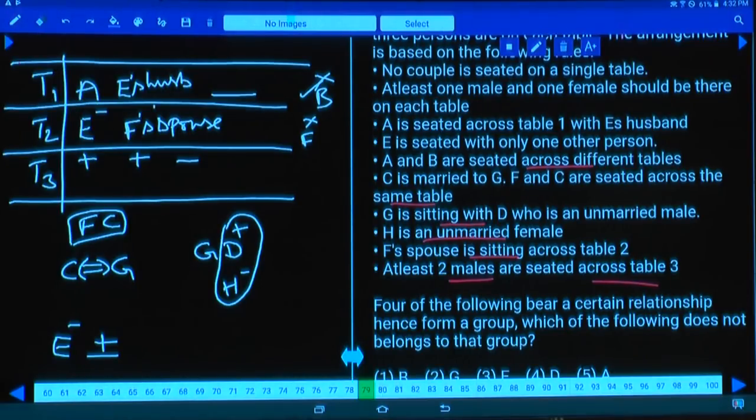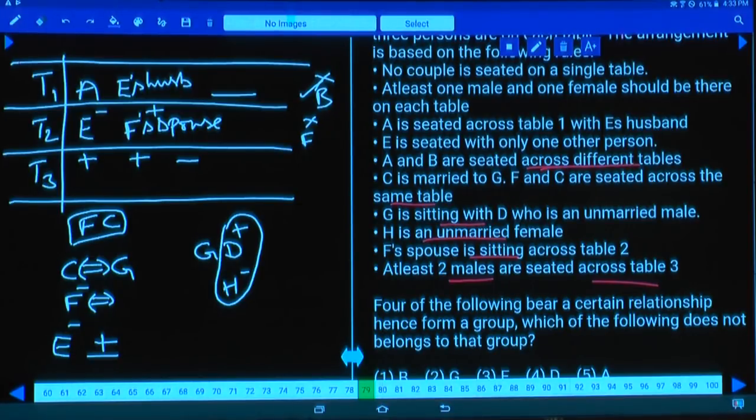And this F's spouse is a male. As F's spouse is a male, F is a female. Are you following this one or not? F is what? F is a female. F is a female and married to someone. Then this F, tell me who is married to this F. And again, A and B are seated across different tables. As A and B are seated across different tables, then what is the gender of this B?